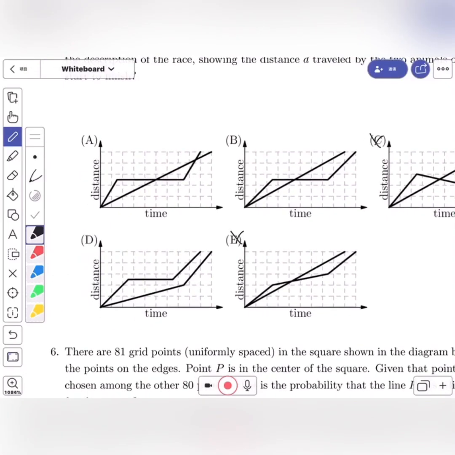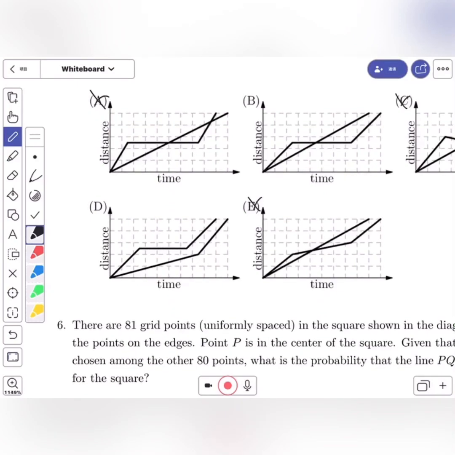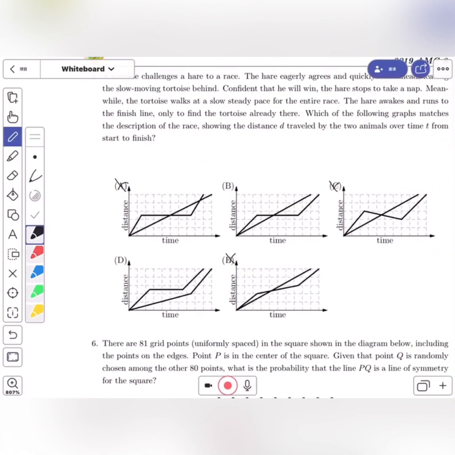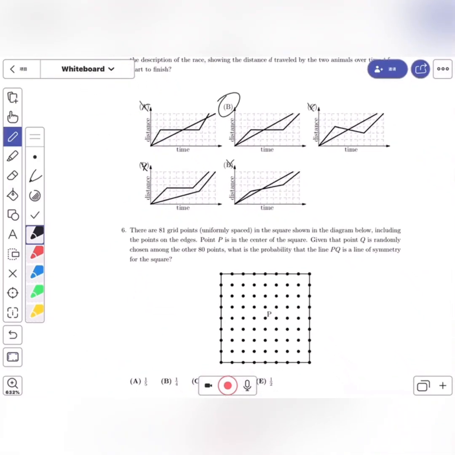And we also know that the tortoise must win the race, so he must reach the end in the faster time, right? So A would not work. Now we want to find whether B or D will be the answer, and we want to look at how the tortoise travels. The tortoise travels at a steady rate, which means that it's going to be a straight line. So we cannot have D. So our answer choice would be B.